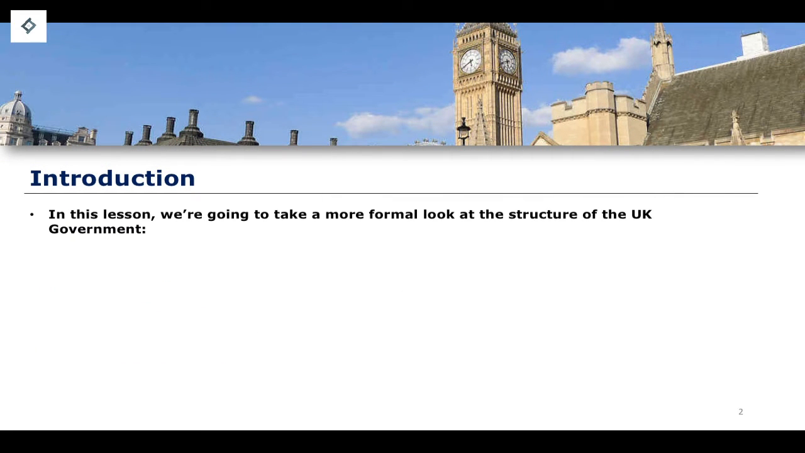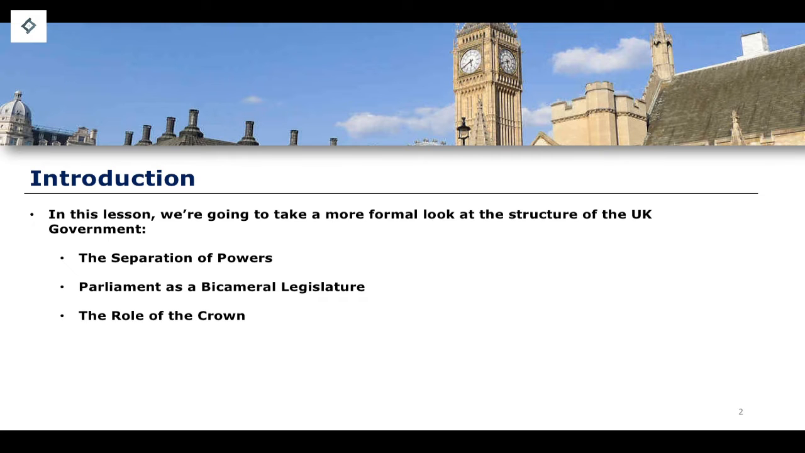So we're going to take a formal look at the structure of the UK government. We're going to talk about the concept of the separation of powers. We're going to examine Parliament as a bicameral legislature and the principle of bicameralism within the parliamentary process. We will talk about the role of the Crown and the royal prerogative in brief detail as well, before we talk about the executive, the government itself, the Prime Minister, the role of the executive and the cabinet, and then finally we will talk about the broader executive, which is sometimes described as the civil service.